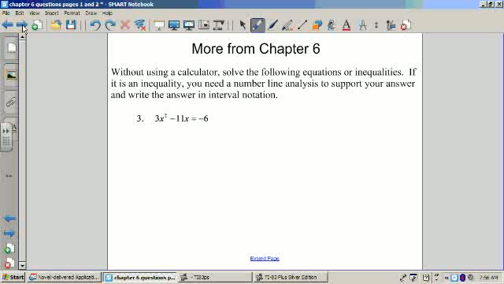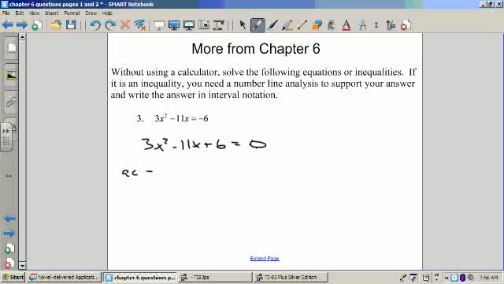Problem number 3. Without using a calculator, solve 3x squared minus 11x is equal to negative 6. This is a quadratic, so I'm going to put everything on the same side. 3x squared minus 11x plus 6 equals 0. I should be able to solve this by factoring.